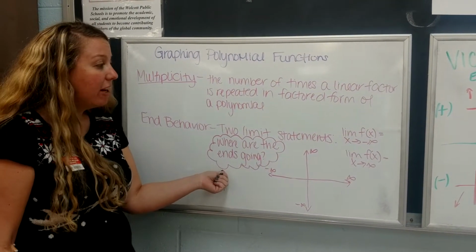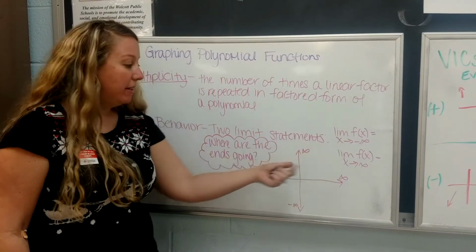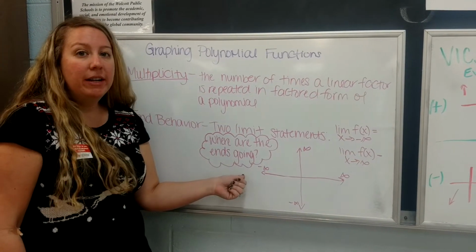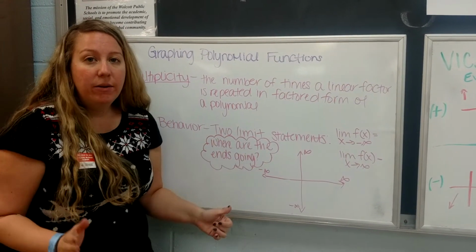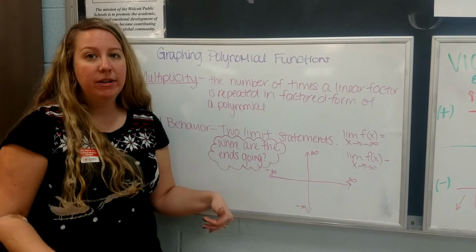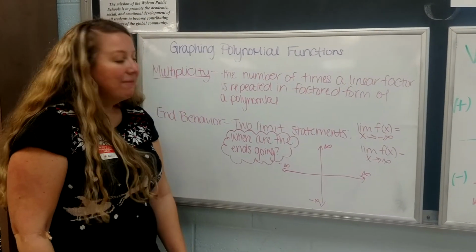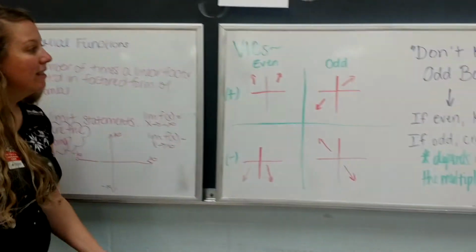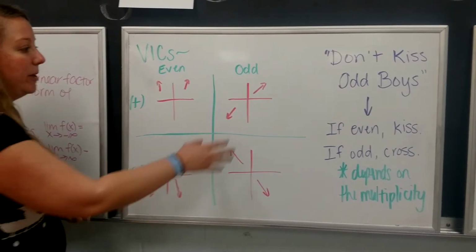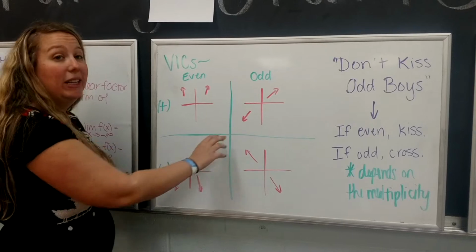What you want to ask yourself when it comes to these two limit statements is where are the ends going? So as you look at your graph, are your ends going up or your ends going down on either side? Doesn't necessarily matter what happens in between, but the ends are the most important. So for your VICs, we have this chart here, and this chart is really important.